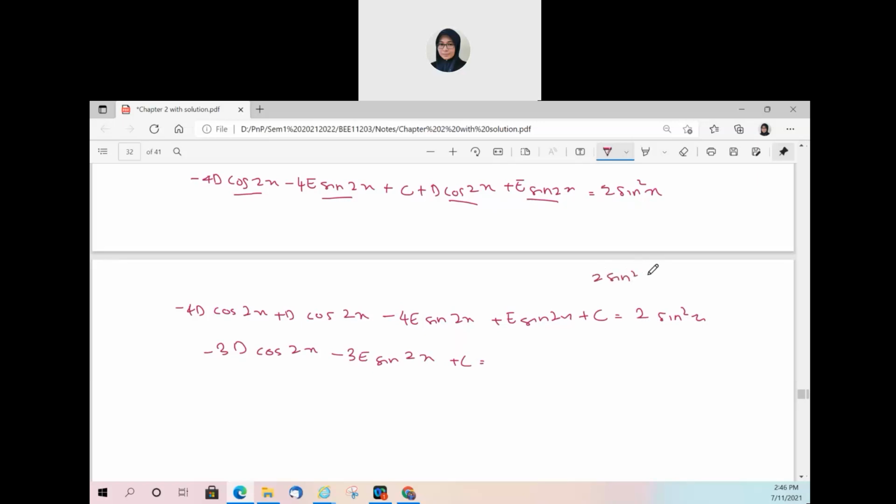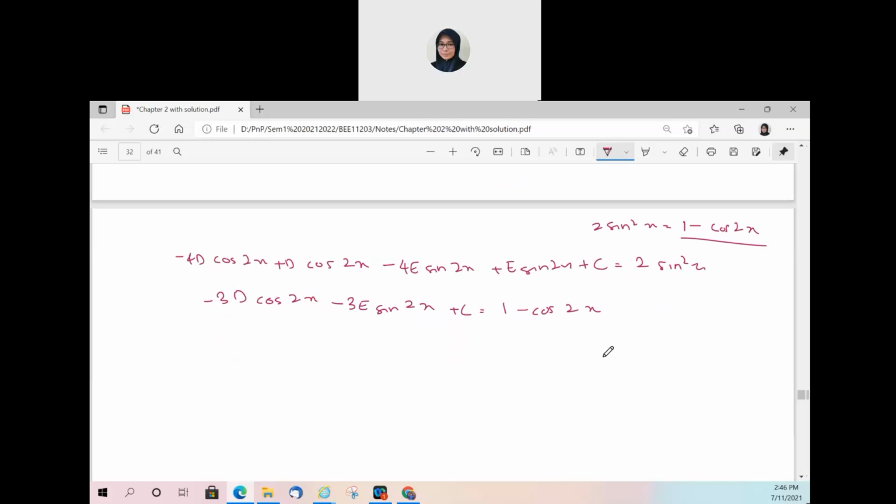2 sine square x is equals to 1 minus cos 2x, right? So you replace this one here, 1 minus cos 2x. Then cos 2x, here you have minus 3D. You compare this one with this one. So minus 3D equals to minus 1, then D equals to 1 over 3.